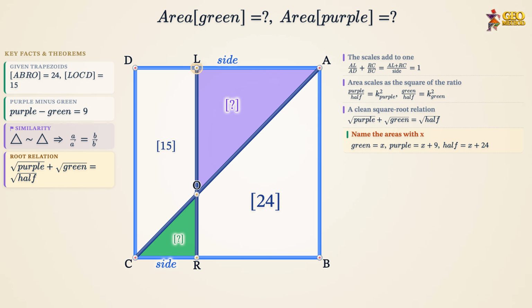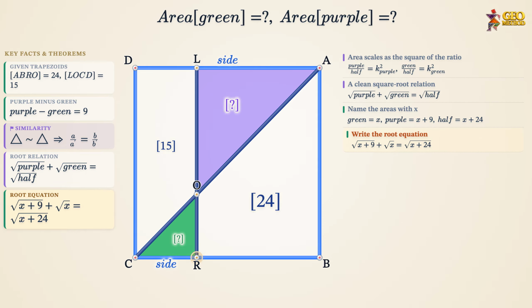Let the green area be x. Then purple is x plus 9 from the 9-unit gap, and each half is the green triangle plus the 24 trapezoid. So the half is x plus 24. Every quantity now lives in the single unknown x.